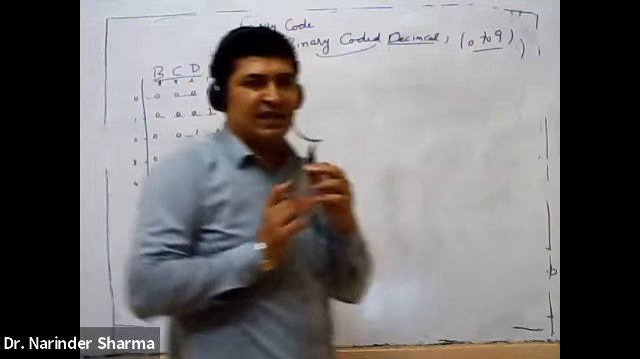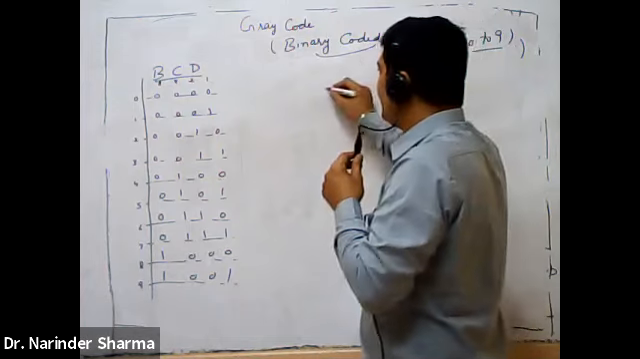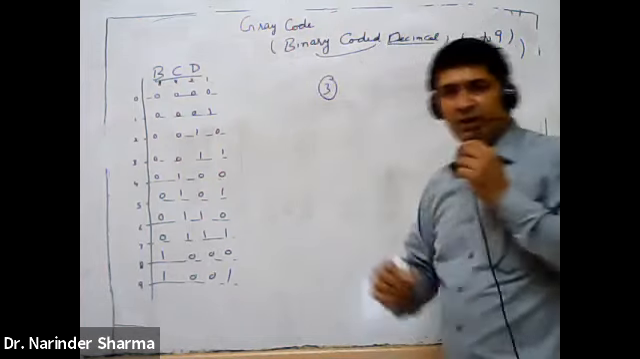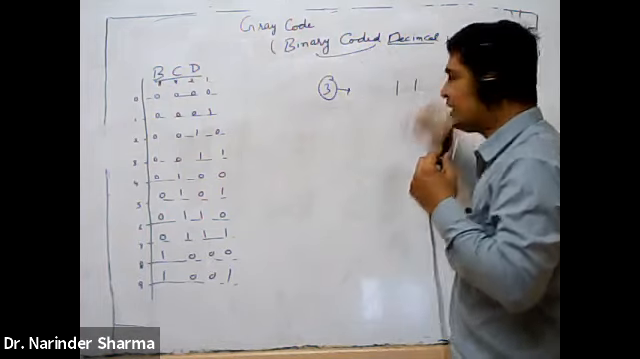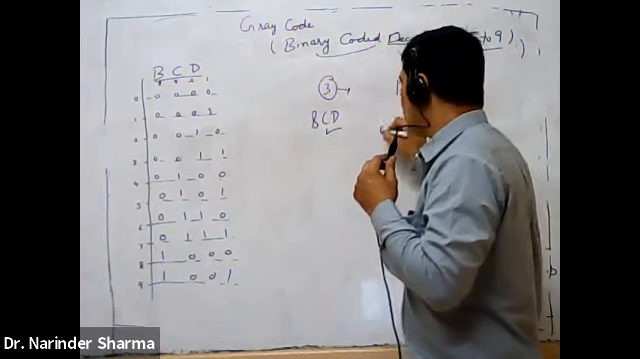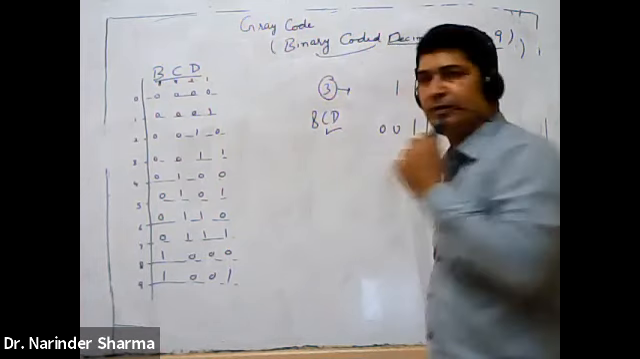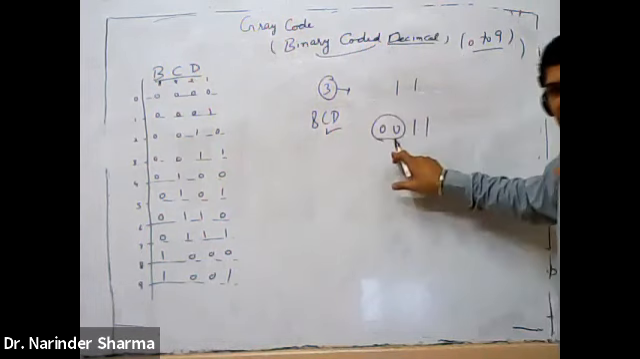There is a major disadvantage of the BCD code. Let us say I have to write 3. Its binary equivalent would be 11. But in BCD code, I have to write 0011. So it means these two zeros are inserted.